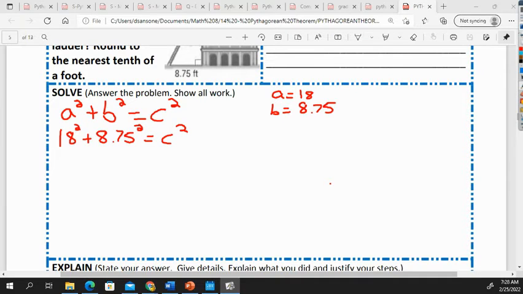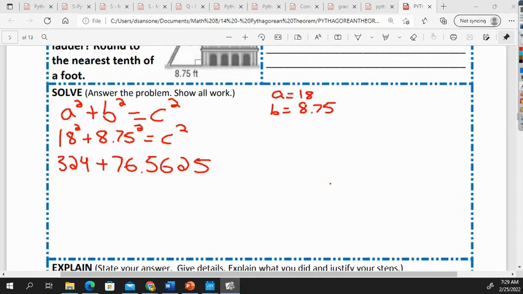Next thing I have to do is square all the numbers. Let's go and square them. We always try to square and simplify before we solve it. 18 squared is going to be 324, plus, and now I have to do 8.75 squared. So I'm going to pull up my calculator, and I would recommend that you do that as well. And we'll square it. 8.75 times 8.75, and I get an answer that needs to be rounded. I got 76.5625.